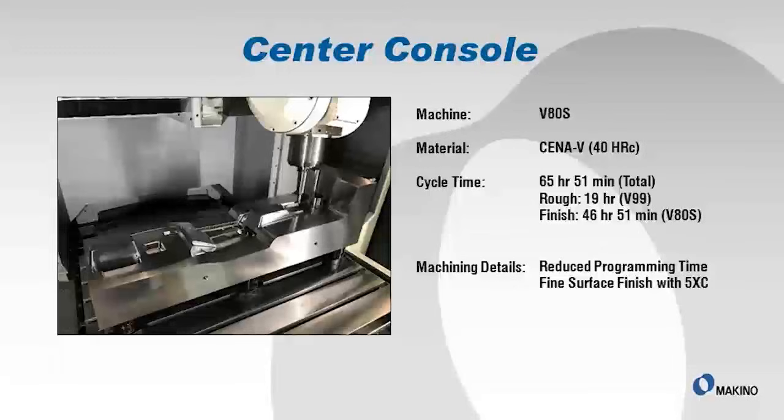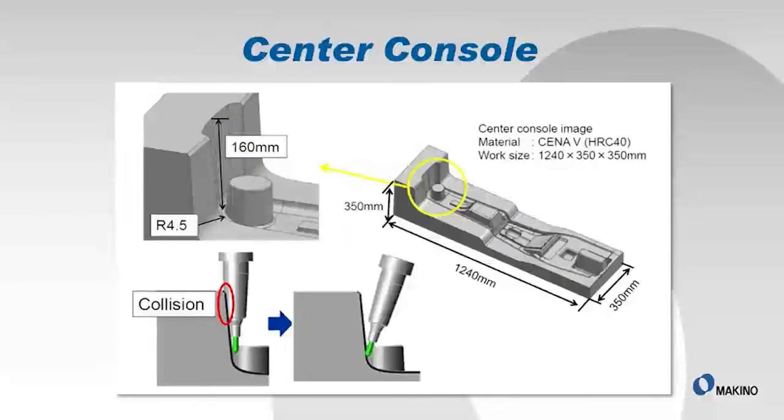We also looked at another part. It's called a center console. This particular one would be kind of typical of an automotive application. You can see here the cycle time's almost 66 hours. This slide is to depict some of the advantages, just from the physical geometries, that you can achieve with 5XC.